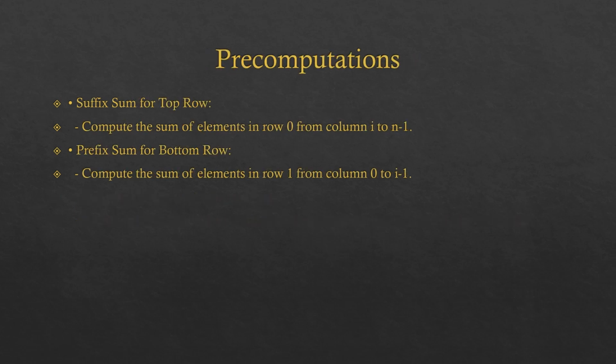We begin by computing prefix and suffix sums for the rows. The suffix sum for the top row gives the total points from column i to n-1. Similarly, the prefix sum for the bottom row gives the total points from column 0 to i. These pre-computations help in calculating scores efficiently during the simulation.